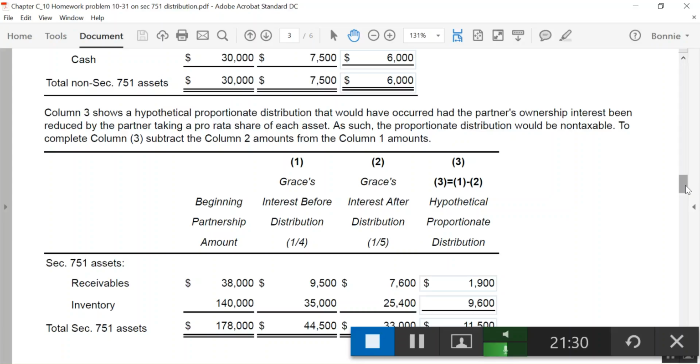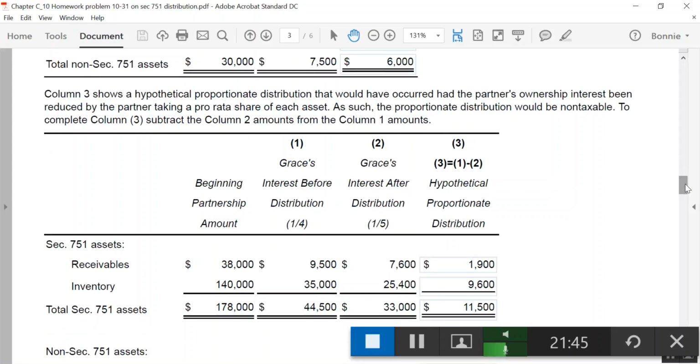So even though we're not showing the other partners as having received anything, we're pretending like what she receives is a proportionate distribution of every asset in that partnership, okay? And if that had happened, then this proportionate distribution would have been non-taxable to her, assuming that she has enough basis. Just like any distribution would be considered non-taxable to the extent of your basis, right?